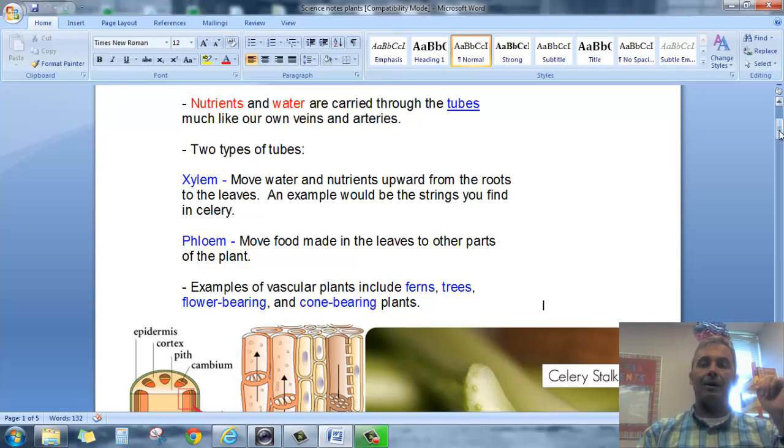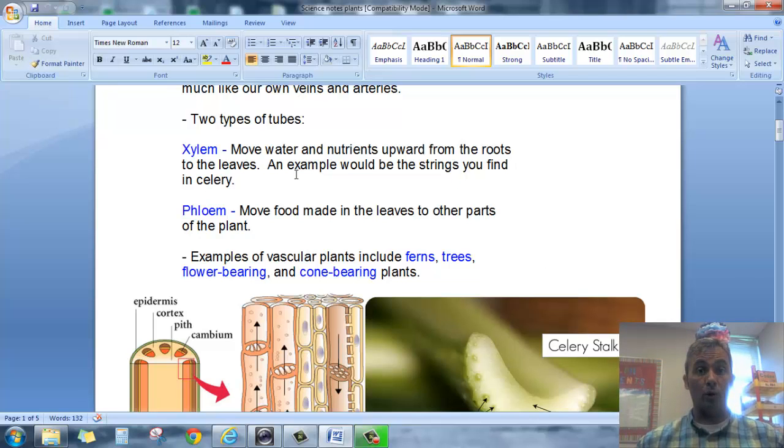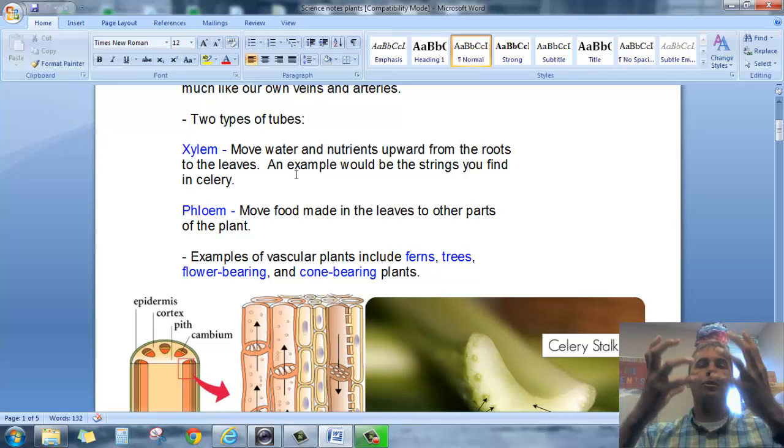And those plant tubes have names also. Now, it's not veins and arteries. It's actually called xylem tubes and phloem tubes. Xylem and phloem. And if I'm mispronouncing it, somebody let me know, because that's the best I know how to pronounce that. So let's talk about what those two different types of tubes do. The xylem tubes actually take water and nutrients and move it from the bottom of the plant with the roots and move it up throughout the plant and out towards the leaves.